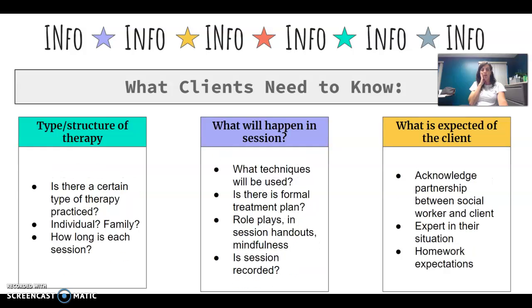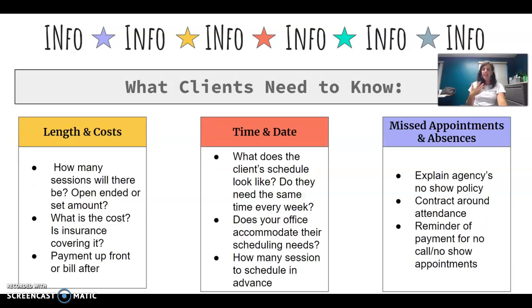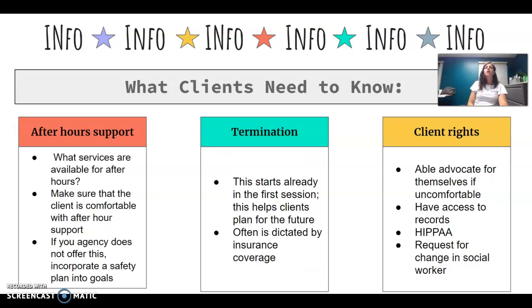All right, so we'll look through these again. So type of structure in therapy, what will happen in session, what's expected of the client, length and cost, time and dates, missed appointments and absences, after hours support, termination, and the client rights. That is so much information. So sometimes it is helpful to even show the client that you have a checklist, because it lets them know that there's an end in sight of all the information that you're giving. Sometimes your agency will have paperwork they actually have to sign around these different points that they were given the information about it. So that can be a checkpoint.